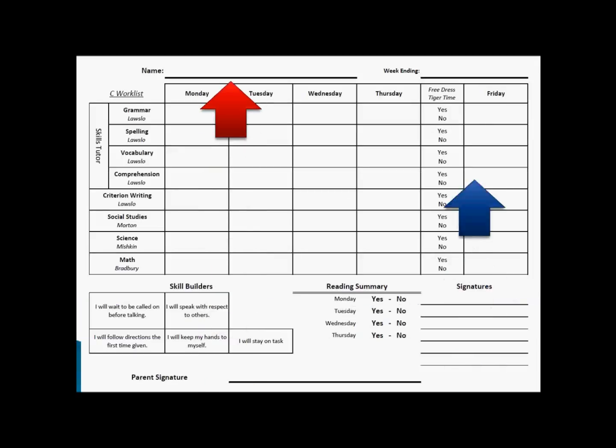On Monday, students should fill in their first and last name and the date of the last day of the week. Putting Friday was cute the first couple times, but now the joke is getting a little old. These rows here are where students should record their work in Skills Tutor. Criterion Online Writing goes here. Social Studies, Science, and last but certainly not least, Math.